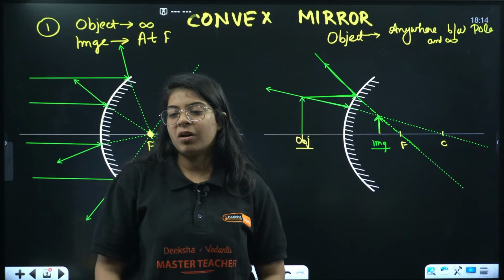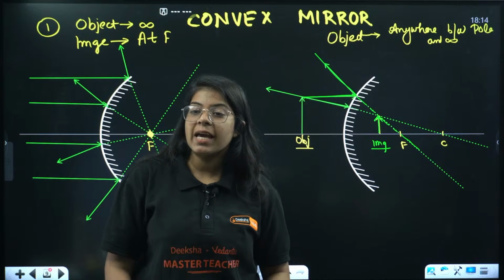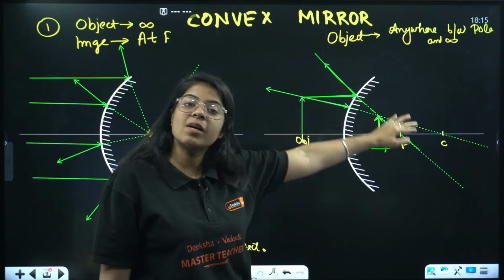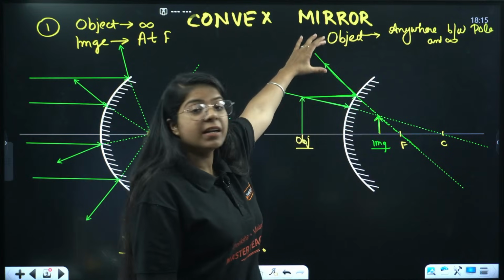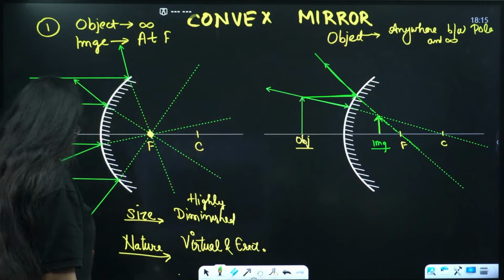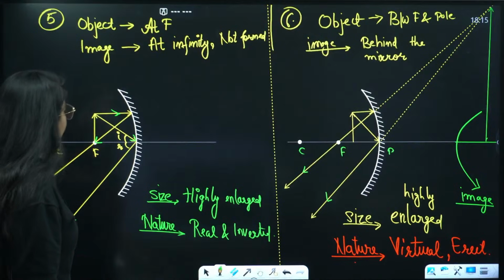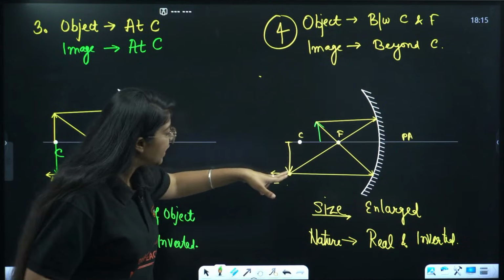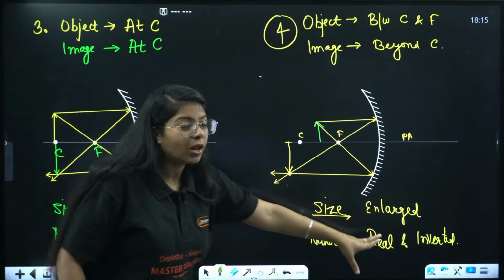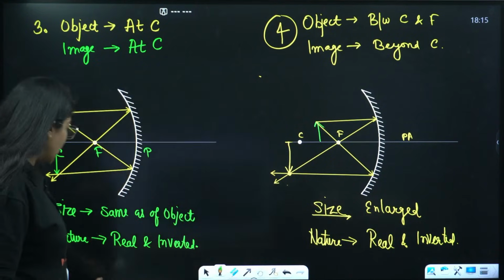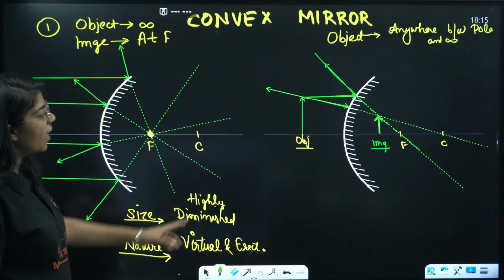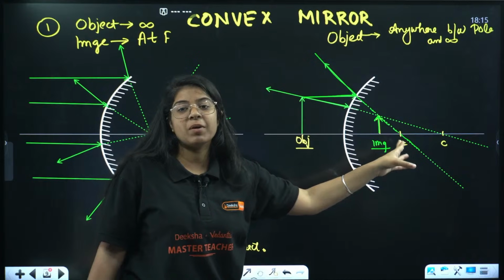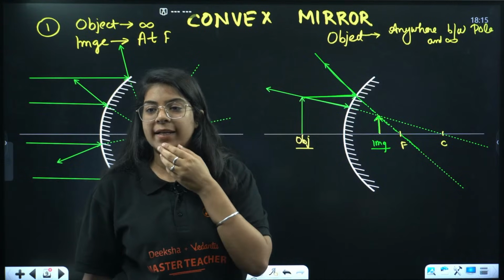Pranathi, am I pronouncing it right? Pranathi is also saying, exactly, correct, the dotted line is the virtual one and this is the real ray. That's why in case of concave mirror, real rays are meeting and making the image. That's why we call it a real and inverted image. But in case of convex mirror, virtual rays, the dotted rays, are making the image. That's why we call it virtual and erect. Done?